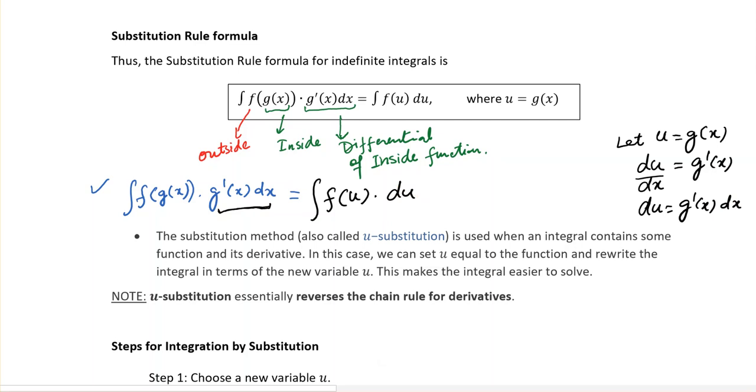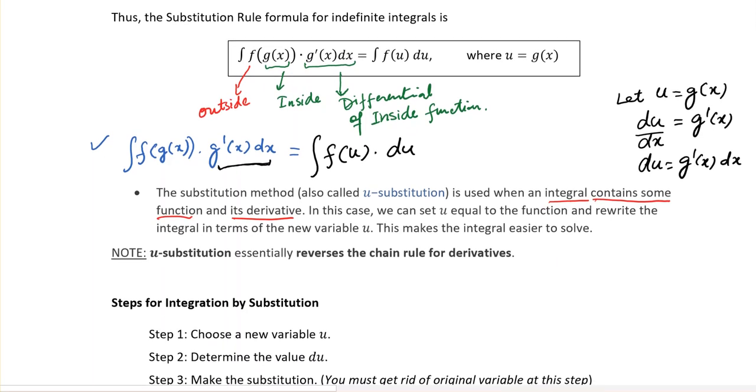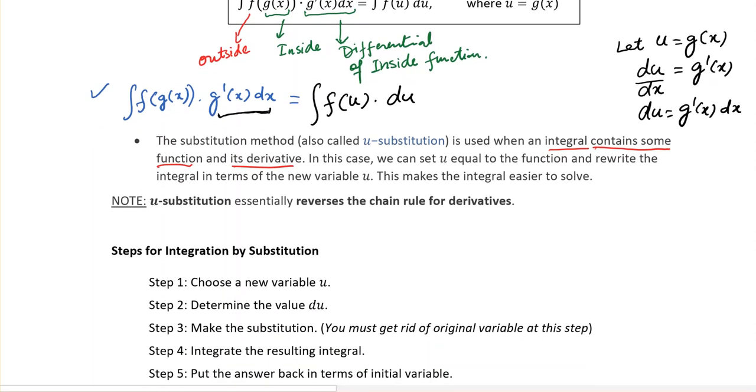The substitution method is also called reversing the chain rule for derivatives, and it's used when we have an integral that contains some function and its derivative. Next we're going to discuss the different steps that we use in the substitution rule.